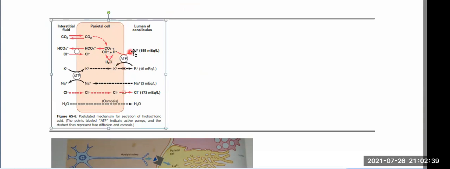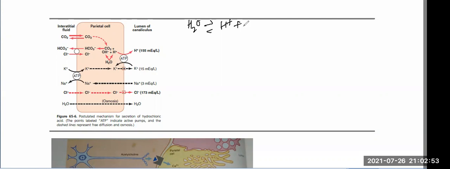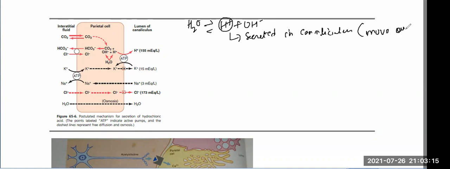So the hydrogen ions will be secreted in the canaliculus that I've just shown you. Water will dissociate to form hydrogen ions and hydroxyl ions. These hydrogen ions would be secreted in the canaliculus, and will move out of the parietal cell.